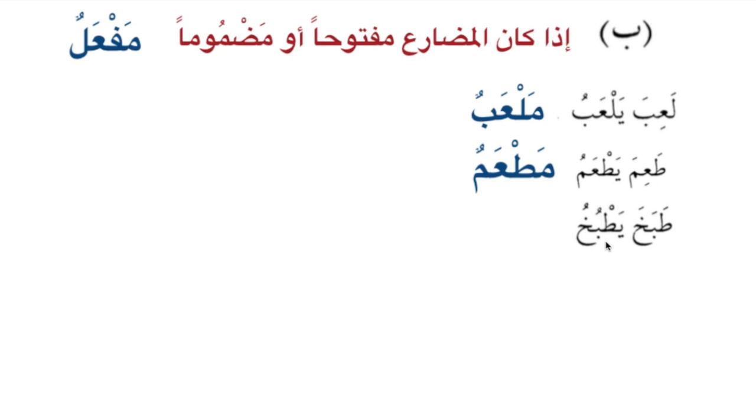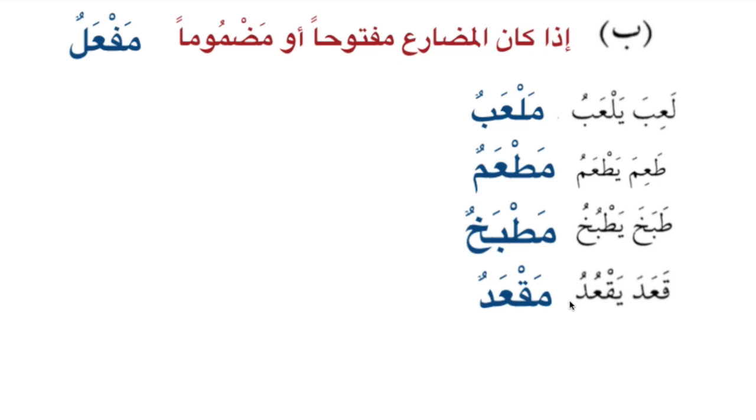Tabakha yatbukhu. Tabakha means he cooked, yatbukhu. So we know the place where you cook, the ismu makan, is matbakhun. We've been learning matbakhun from book 1. So now we know how it is formed. It is ismu makan on the pattern of maf'alun, and it has the root letters tabakha, meaning to cook. This is how we trace everything back to its original root letters. So qa'ada yaq'udu will be maq'adun.